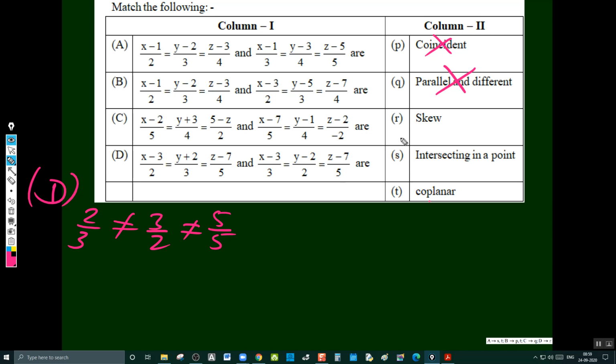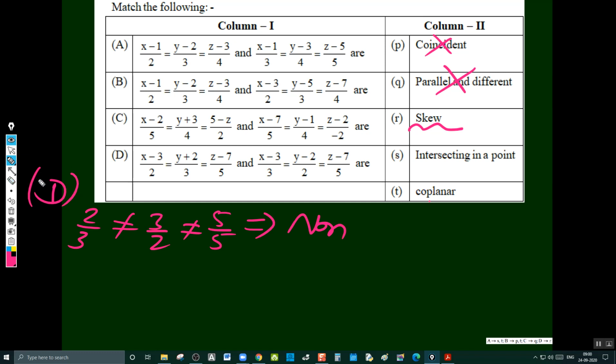And intersecting in a point, or coplanar, or skew. If they are skew lines, they will not intersect in a point. If they are skew lines, they will not be coplanar. So you have to decide whether they are skew lines or not. What is the definition of skew lines? Very, very good question here. Everyone knows they are neither parallel nor intersecting. Remember that: neither parallel nor intersecting. Here, this implies that they are non-parallel. How to decide they are not intersecting?